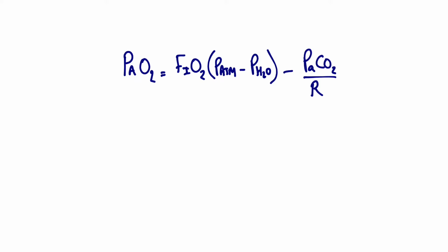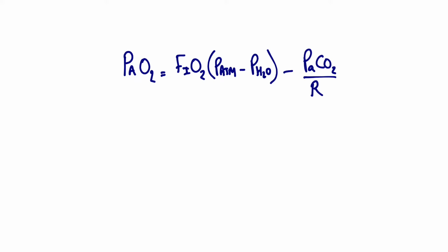And through the derivation in the last video, we saw that this was equated to the fraction of inspired oxygen multiplied by the difference in atmospheric pressure and the saturated vapour pressure of water at 37 degrees, minus the arterial tension of CO2 divided by the respiratory quotient. And the respiratory quotient was discussed in the last video, so if you're unsure of that, just go back and recap.